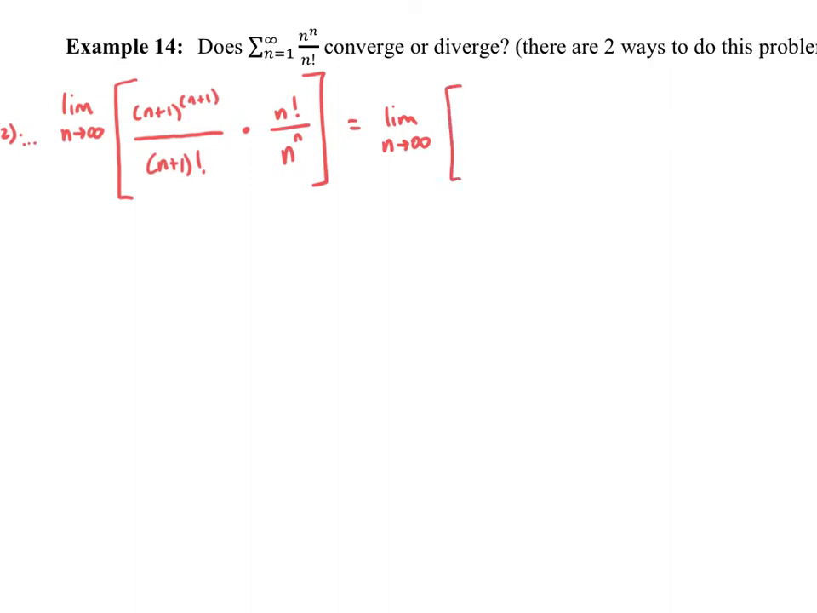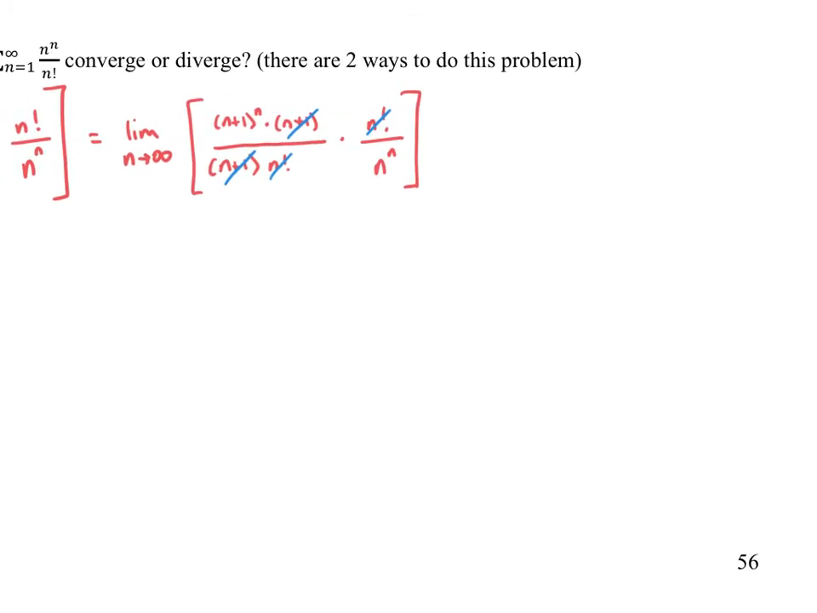So the limit is going to be, and I'm going to do a similar thing in the numerator here. I'm going to take n plus 1 to the n times n plus 1 to the first. So I'm going to split that up. But I'm going to rewrite the denominator as n plus 1 times n factorial so that ultimately I can cancel my n factorials. So notice we can cancel n factorial here. We can also cancel n plus 1. And we're left with the limit as n goes to infinity of n plus 1 to the power of n divided by n to the power of n.